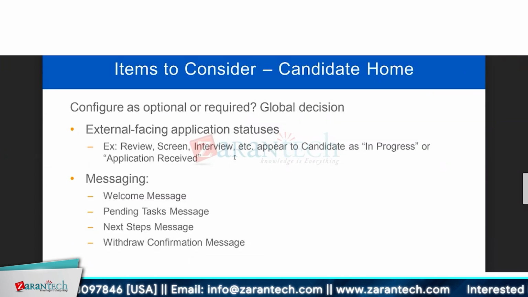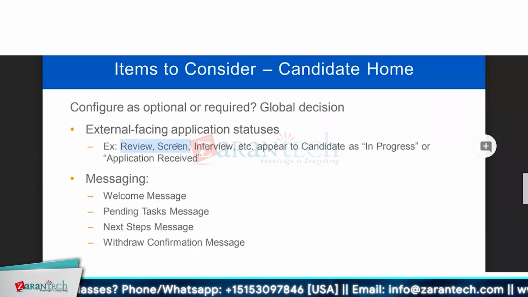You get to select which statuses you're going to show to the candidate, and then you can have your own label. So internally, you might have different statuses, but you could map all of these to "in progress." If you don't want to tell them that this is under review or screening or interview, you could do a mapping, so something more user friendly.